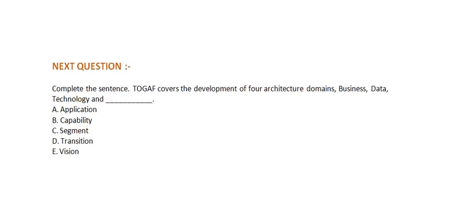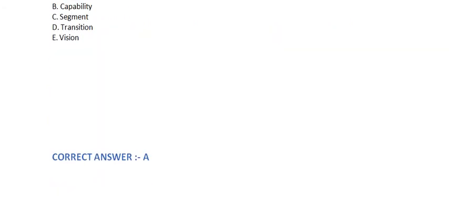Next question is, complete the sentence. TOGAF covers the development of four architecture domains: business, data, technology, and option A, application. Option B, capability. Option C, segment. Option D, transition. And option E, vision. The correct answer is option A.